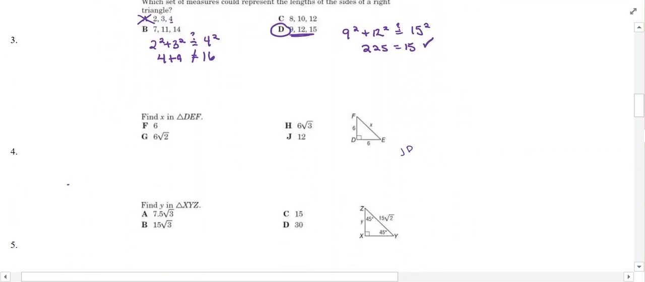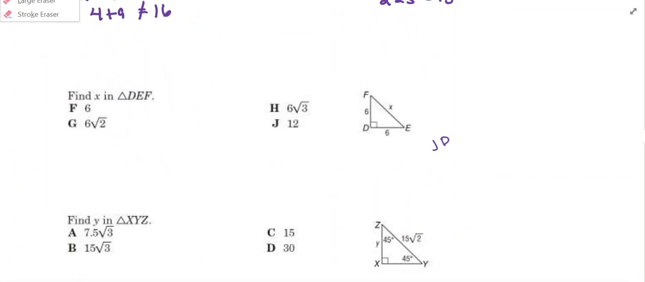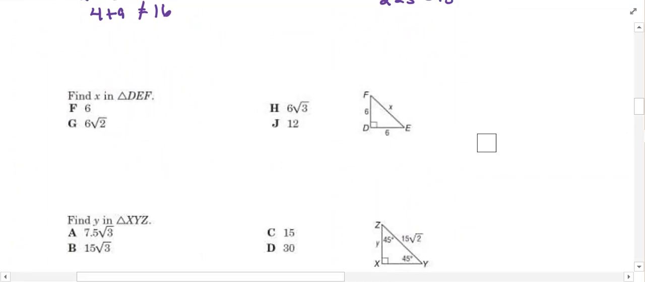Looking at this next problem right here, I notice that both of the legs are congruent to each other. So it is a 45, 45, 90. So it saves me a lot of work because I know this would be 6 rad 2, because this would be A, and A rad 2.